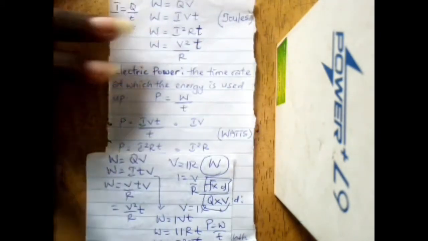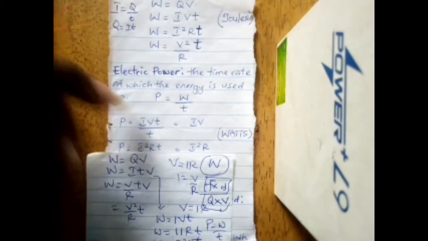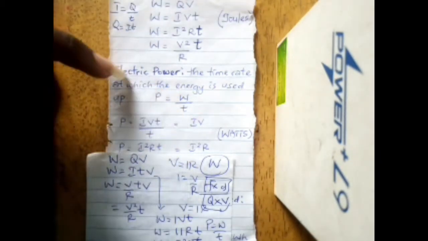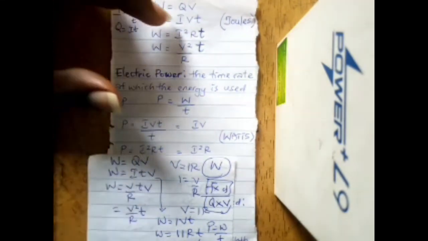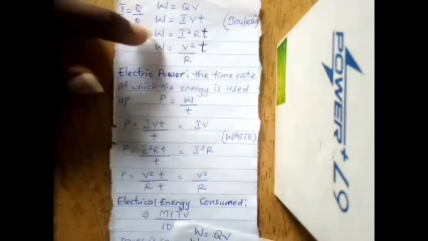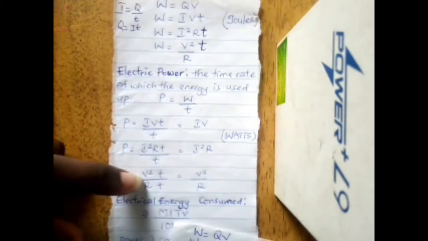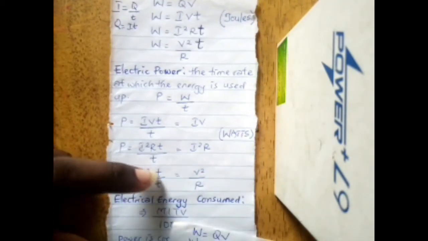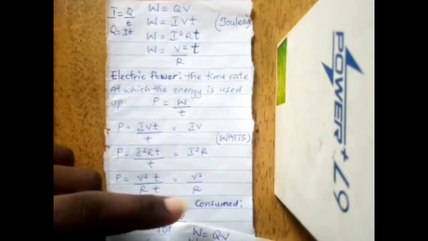So we simply divide our work done, or the energy, by T. Work done over time is what we refer to as power. So you can have power equal to IVT over T, which gives us IV. You can have power as I squared RT over T, which gives us I squared R. You can have it as V squared over RT, and dividing by T gives us V squared over R. The unit for energy is joules. The unit for power is watts.